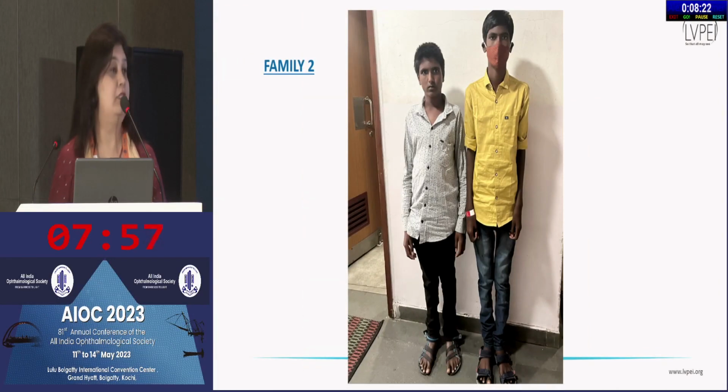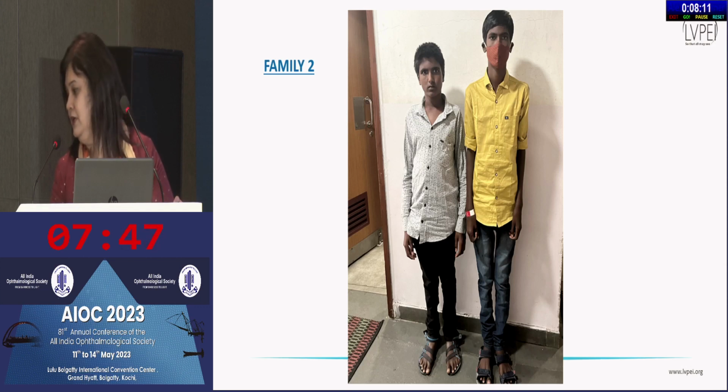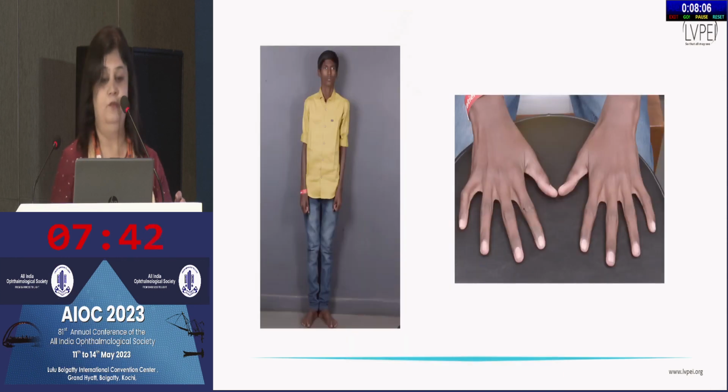So these are two siblings. As you can see, they're really tall and thin, and I'm trying to hint at a particular diagnosis that I'm considering in this family. They came with complaints of reduced vision in both eyes.